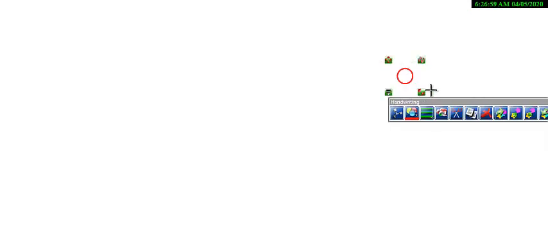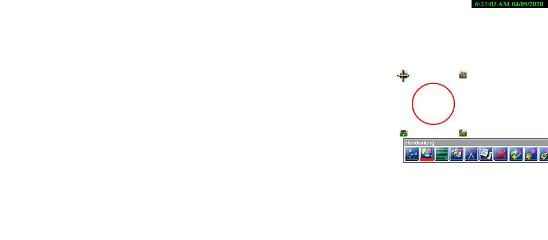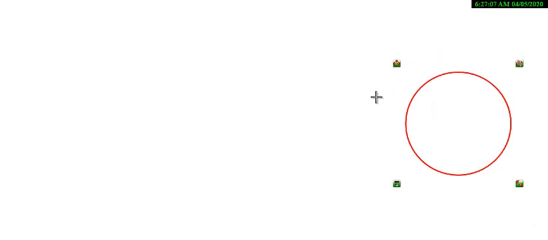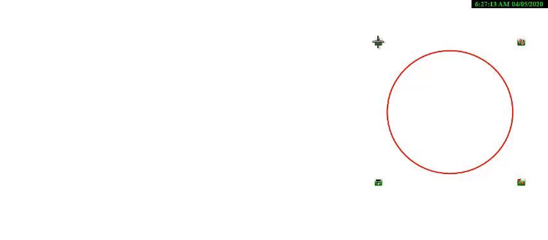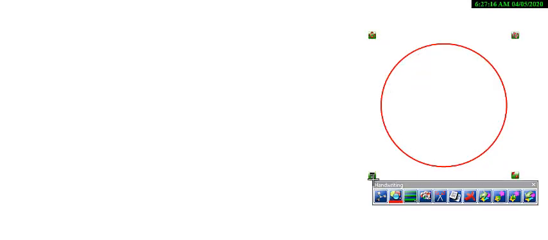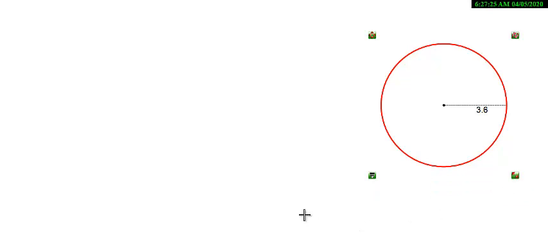So I'm gonna get a circle. I'm gonna draw a circle here. This is a circle with center. I'm gonna identify everything now. So here, this is a circle with center C and radius 3.6. We need to identify the sector.